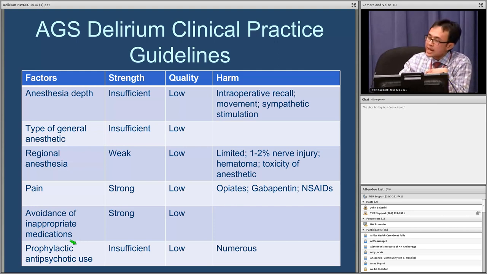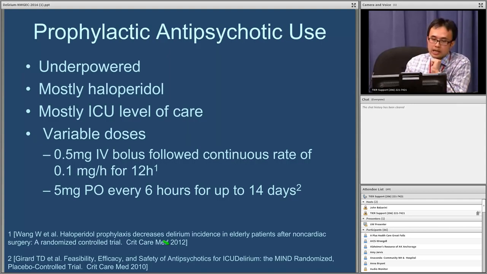And there's some data out there about prophylactic antipsychotic use. And AGS has come out to say that there's insufficient data to actually recommend it, and the quality of it is low. And part of the reason being is that if you look at the literature, it's underpowered, it's mostly using Haldol, and it's mostly in the intensive care level of care.